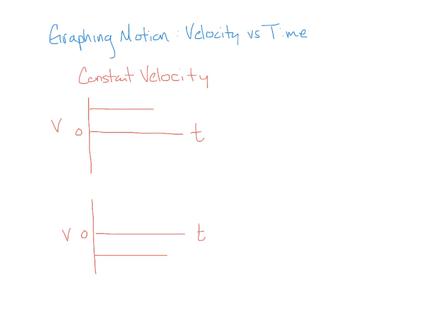And on the second graph, we have an object that's moving with a constant velocity in the negative direction, which would typically mean to the left if we're talking about left to right motion, or down if we're talking about up and down motion. But we can see with a constant velocity model, our velocity versus time graph is always going to be a flat line. Let's see how that looks different with uniform acceleration.